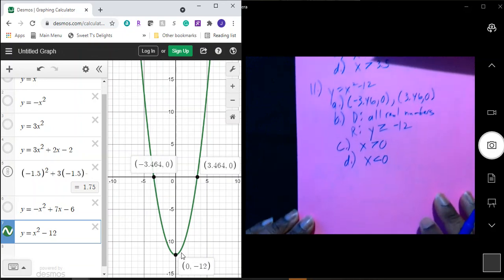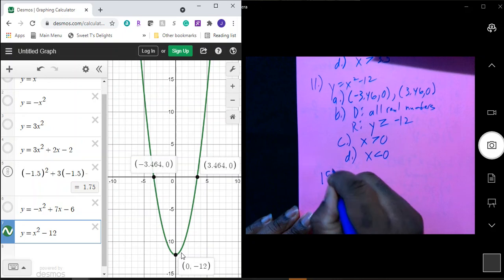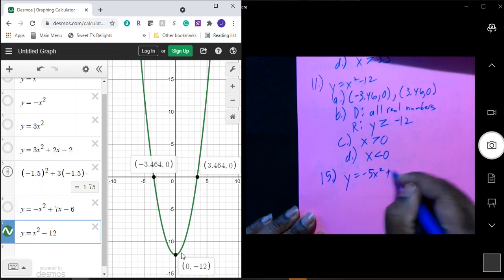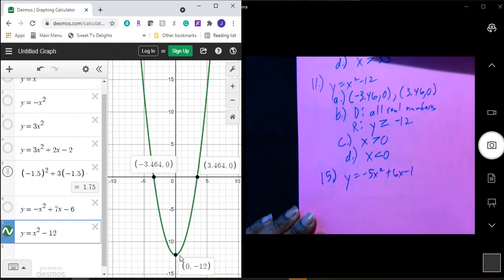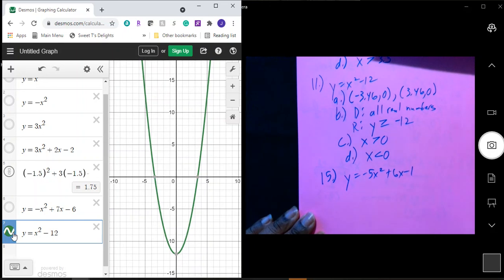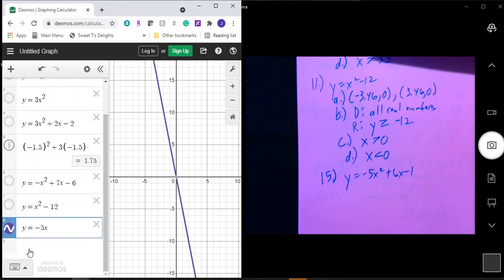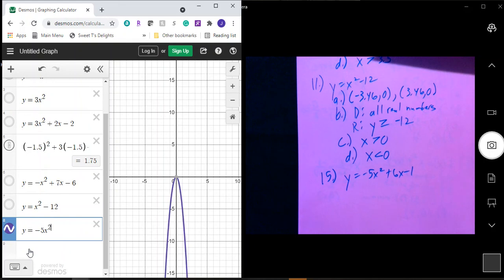Okay, next problem would be problem 15. We have y equals negative 5x squared plus 6x minus 1. Let me turn off this graph. Let me put this in here. So we have y is equal to negative 5x squared plus 6x minus 1.